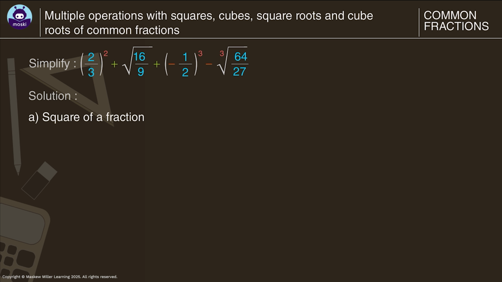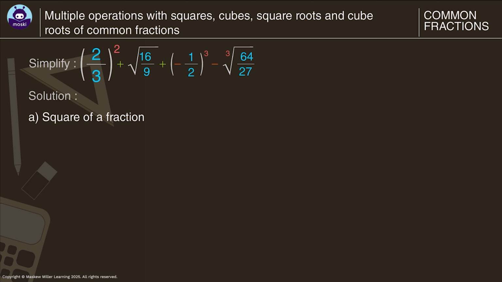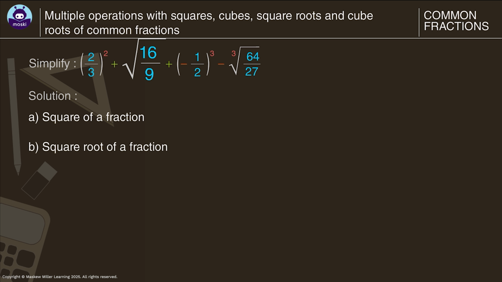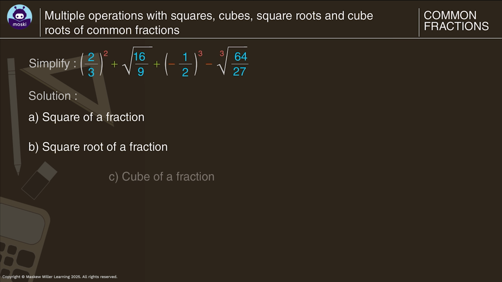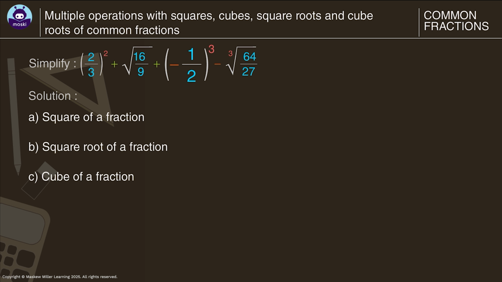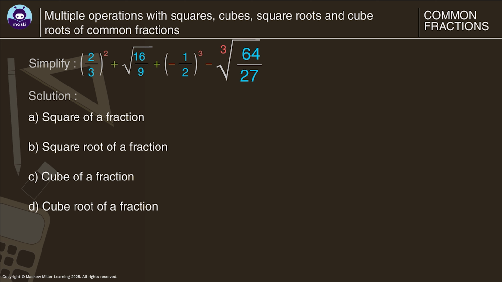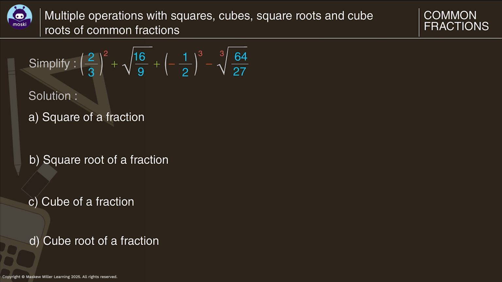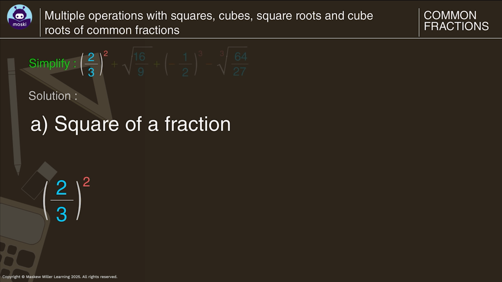We need to: A. Square the first fraction, B. Determine the square root of the second fraction, C. Cube the third fraction, and finally, D. Determine the cube root of the fourth fraction. Let's work on each operation and obtain the result, and then perform the operations of addition and subtraction on the result. Recall that to square a common fraction, we multiply the fraction by itself.